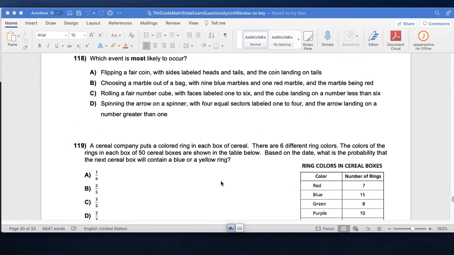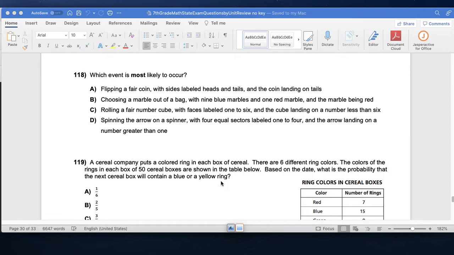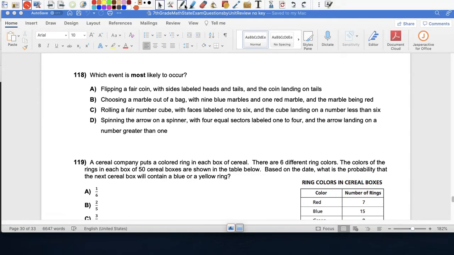Which event's less or most likely to occur? Flipping a coin with sides labeled heads and tails, and the coin landing on tails. So that's a 50-50 chance, right? Choosing a marble out of a bag with 9 blue marbles, 1 red, and the marble being red. There's 10 marbles in total. The probability of you getting a red is 1 out of 10, so that's a very little chance, 10%.